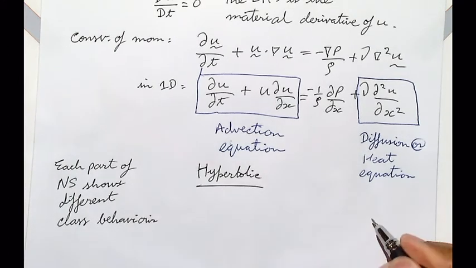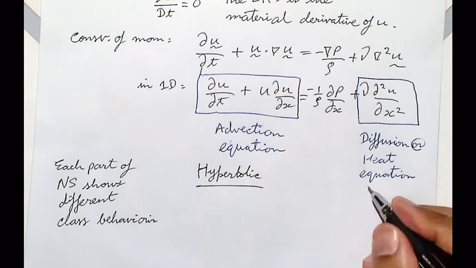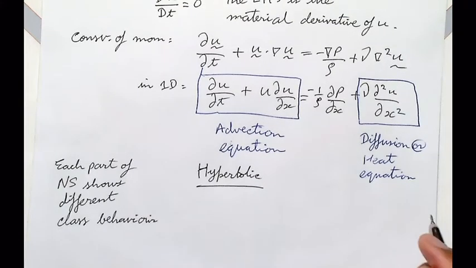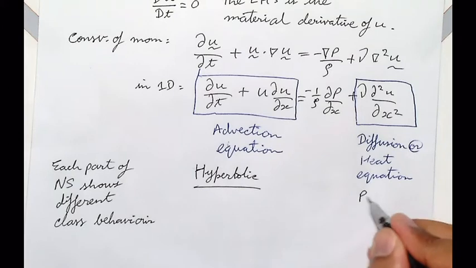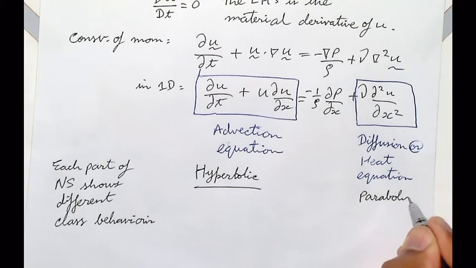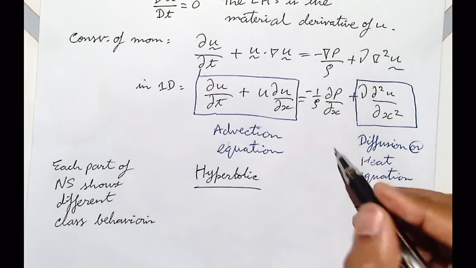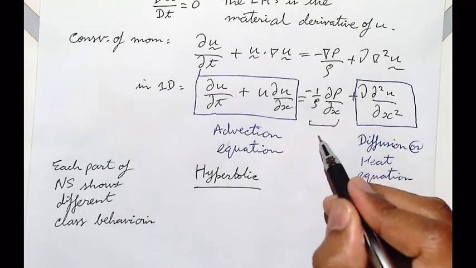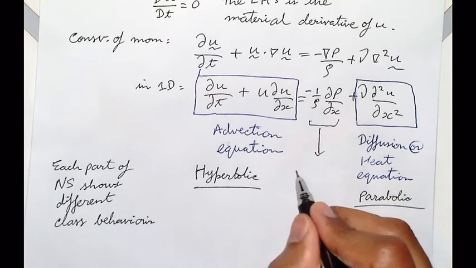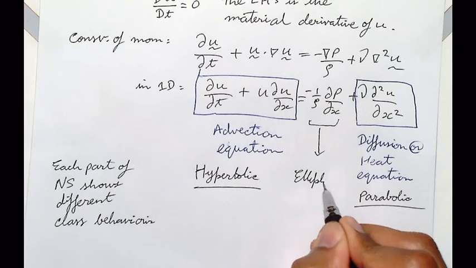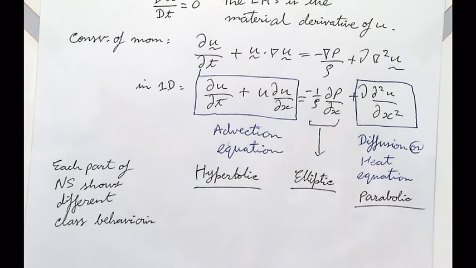What does the diffusion equation behave as? Parabolic. And pressure correction, which I will talk about in the next few classes, this behaves as an elliptic PDE. So now you should see how everything is connected. Everything that we've been learning is basically pieces of how to solve this equation. Okay?